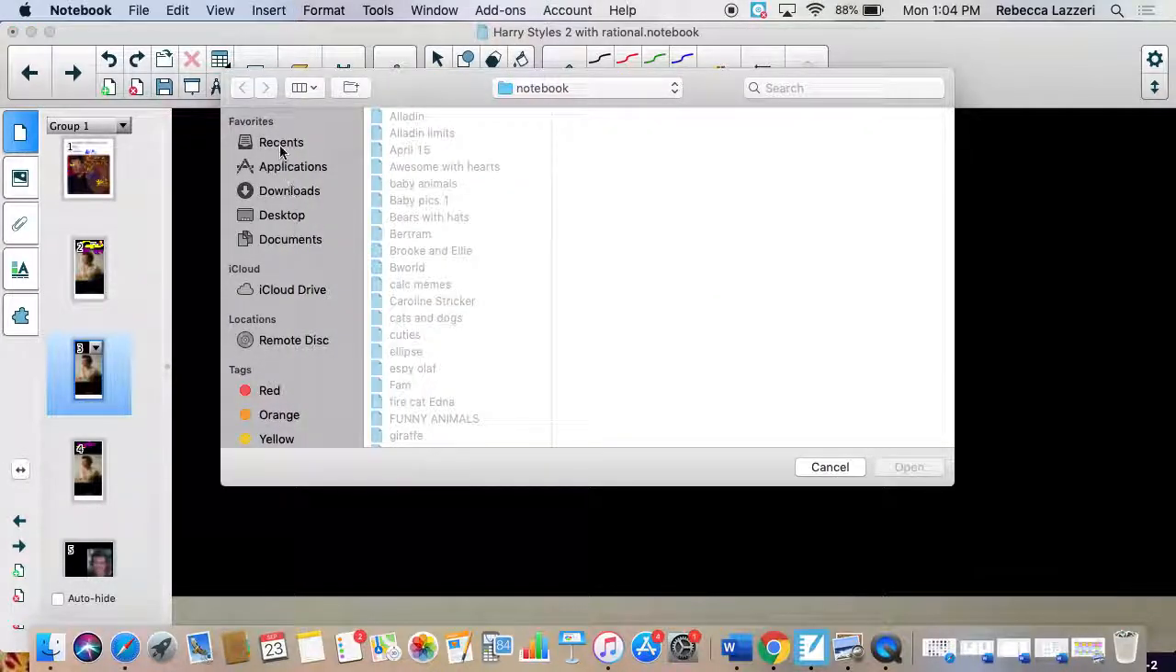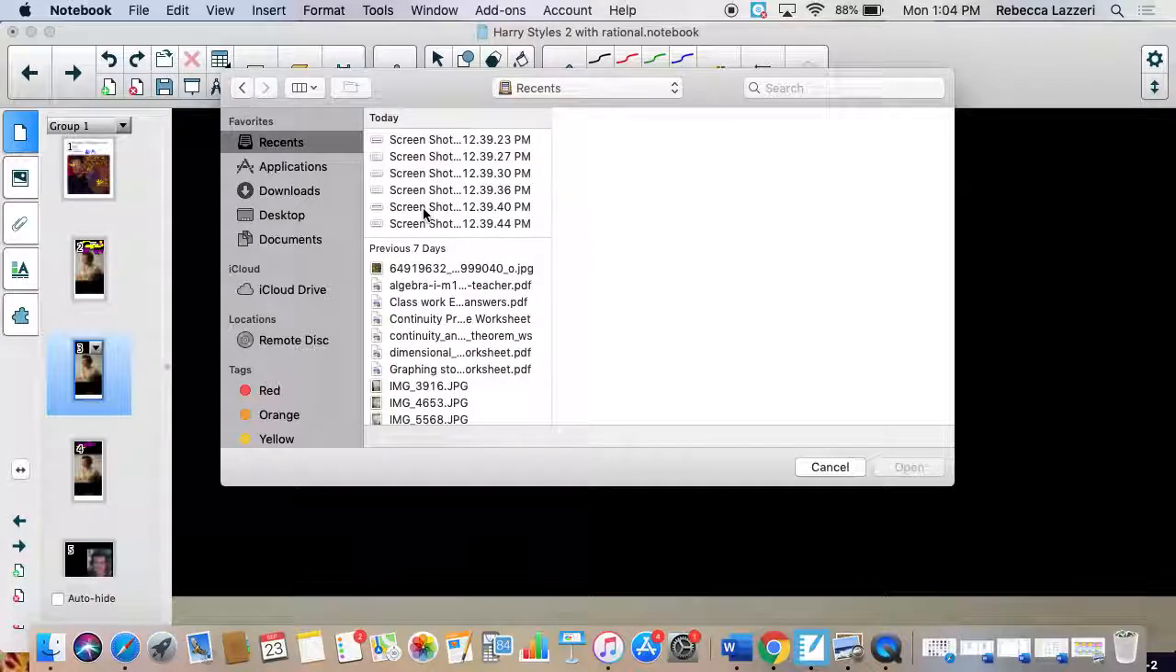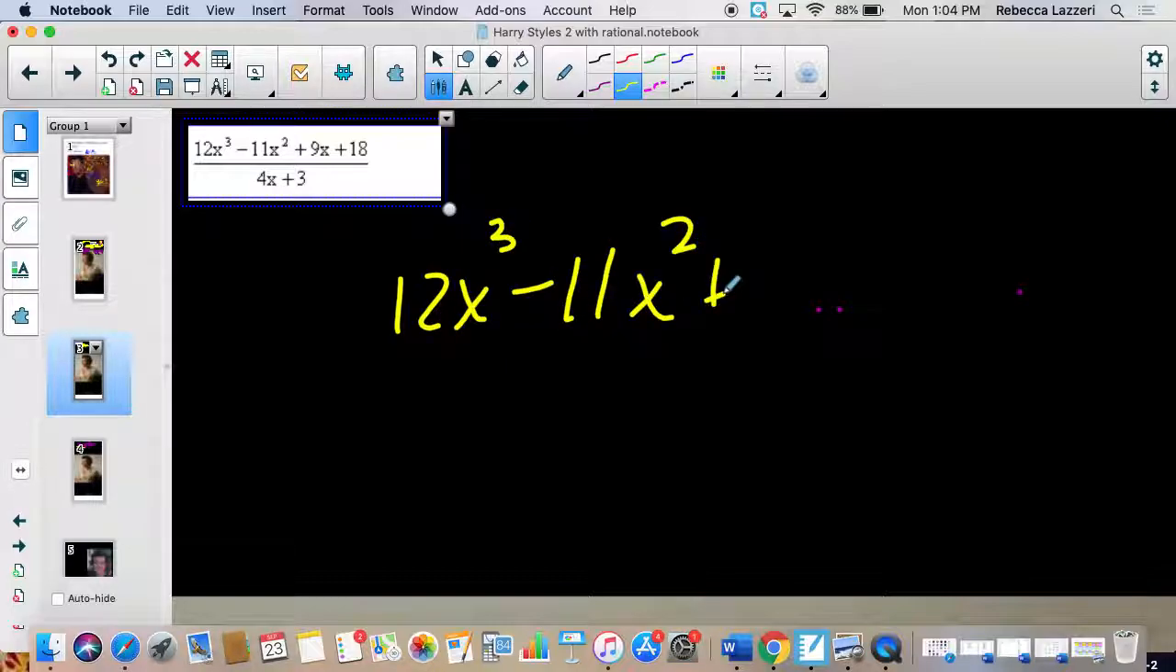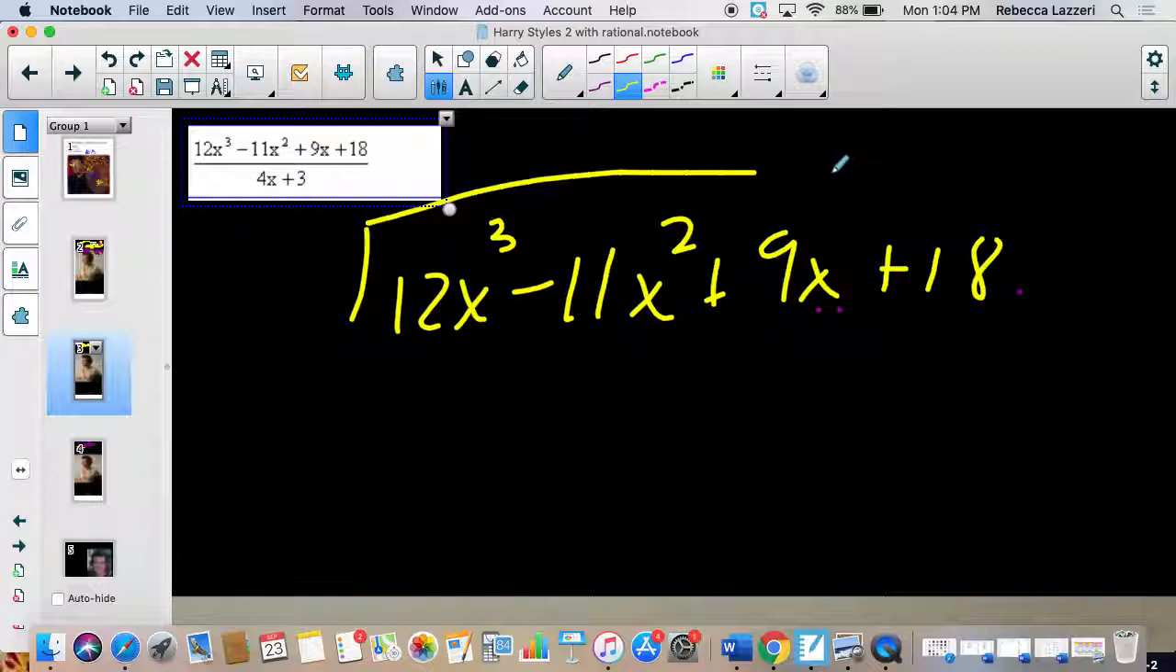Next example, and I'm going to fly through. I may not even do them all, we'll just see how we feel. This one is 12x cubed minus 11x squared plus 9x plus 18. As you're writing it, you'll ask yourself, is it going 3, 2, 1, number? Everything's accounted for, divided by 4x plus 3.